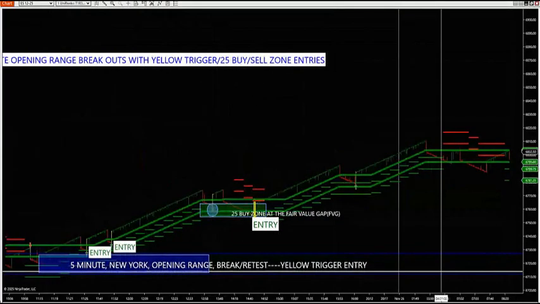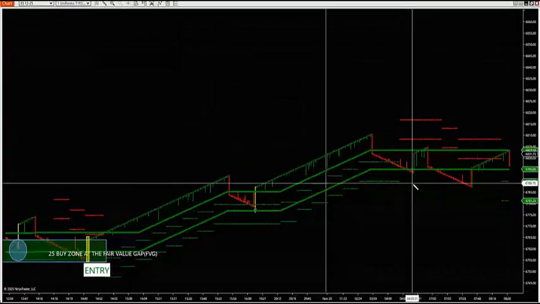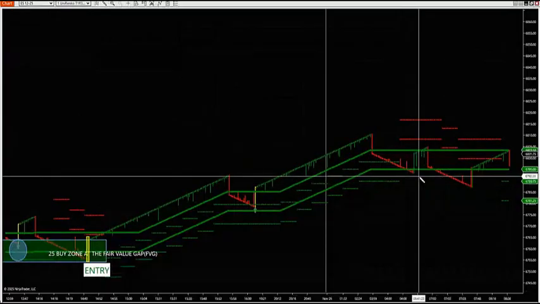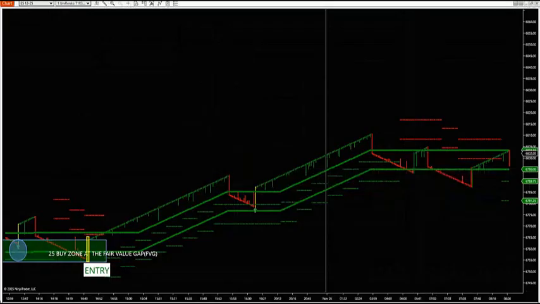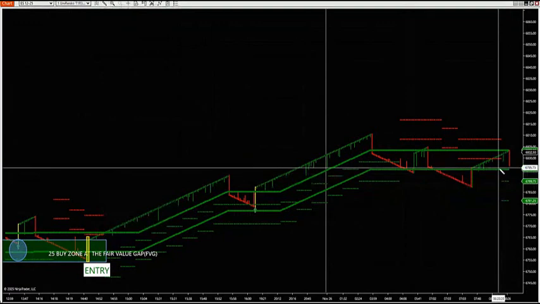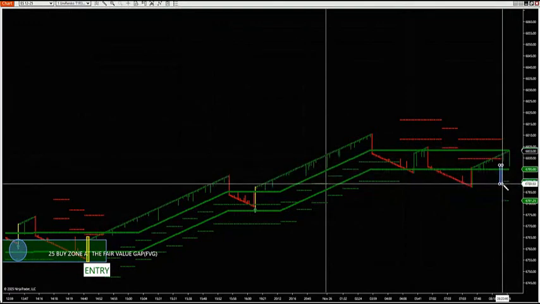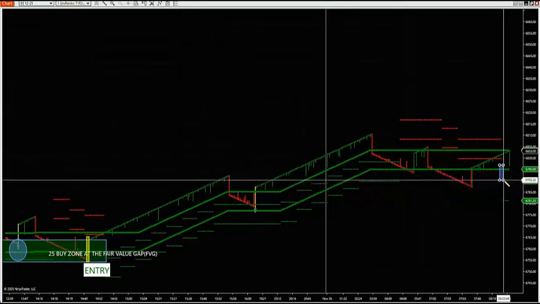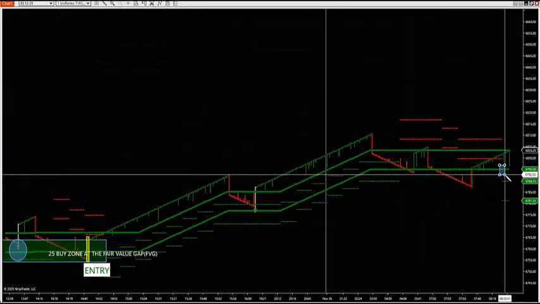So that's what it's going to be dealing with here this morning. 96 3/4, 92.5. All right, so that's going to be the fair value gap right here for this morning. So we're looking for trades off that level.